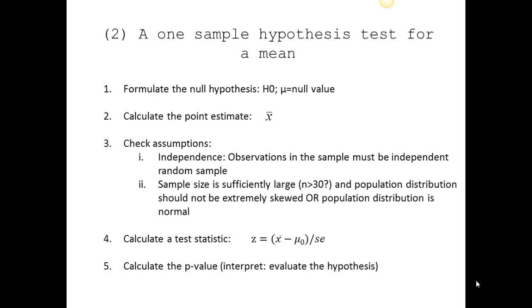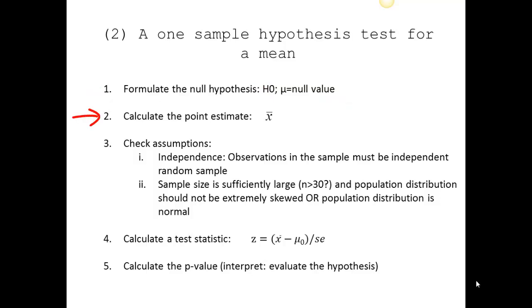So next we can do a one-sample hypothesis test for the mean using normal theory. To do this, we first formulate the null hypothesis, and we can call that H0. It's typically stated in this form: the population parameter is equal to the null value. The null value comes from the null hypothesis. It's the value that it would take under the null hypothesis.